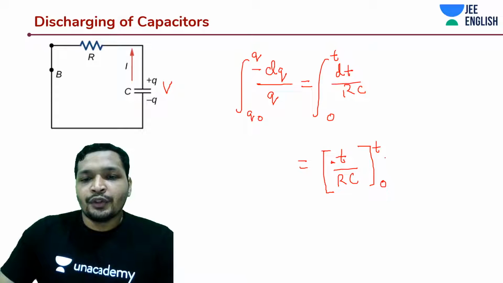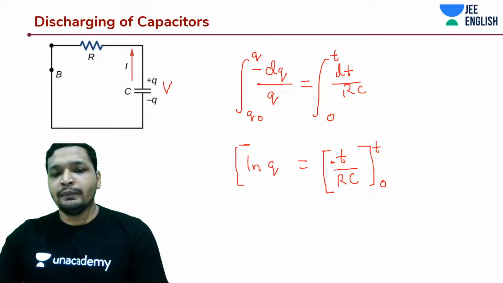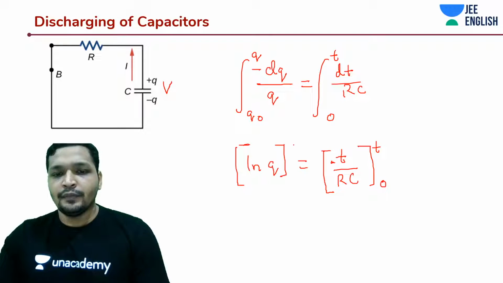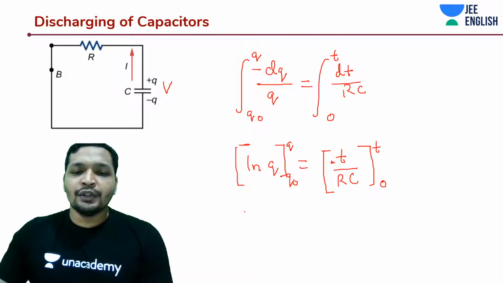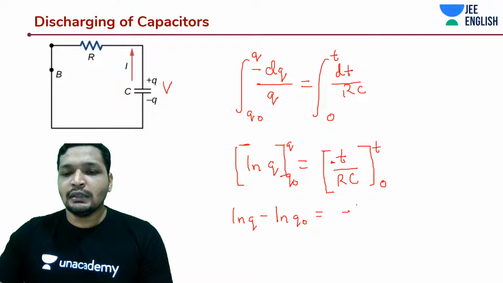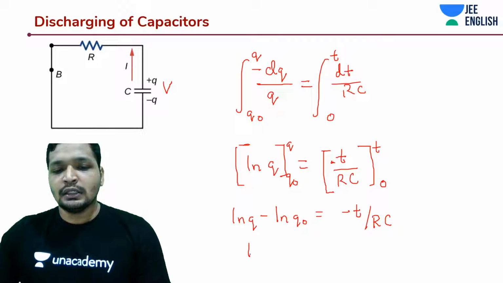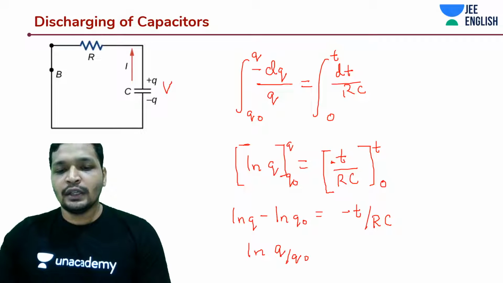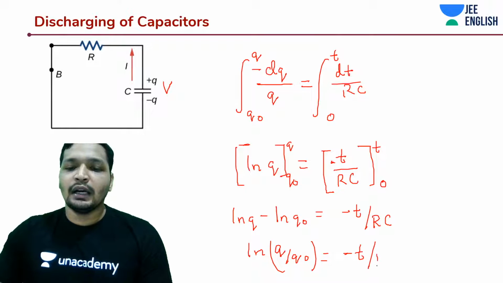All right, so you would finally get only minus t by RC, and on the other side you are going to get something like log q, from q naught to q, right? And what is this equation going to give you? It's going to yield log q minus log q naught equals minus t by RC, right? So this can be written as log of q by q naught equals minus t by RC, right?